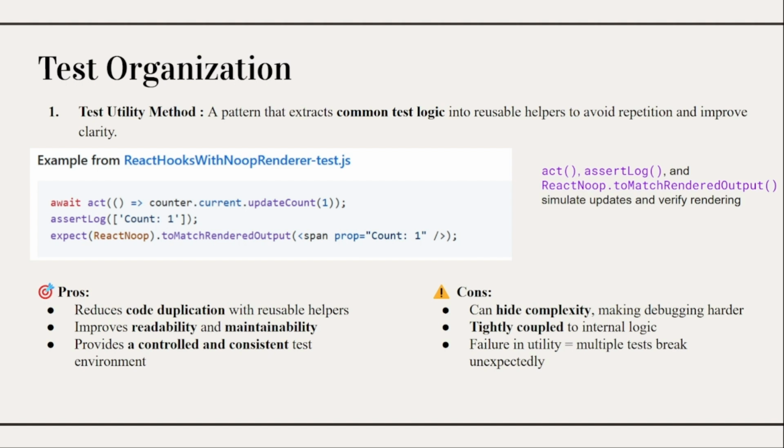It can hide complexity behind abstraction, which might make debugging harder. It can also become tightly coupled to internal logic, making the test fragile if implementation details change. And if a utility breaks, it can cause multiple tests to fail unexpectedly, which can be tricky to troubleshoot. So overall, test utility methods are a powerful way to organize and clean up test logic, but they should be used carefully with good documentation and a clear understanding of what they are doing under the hood.